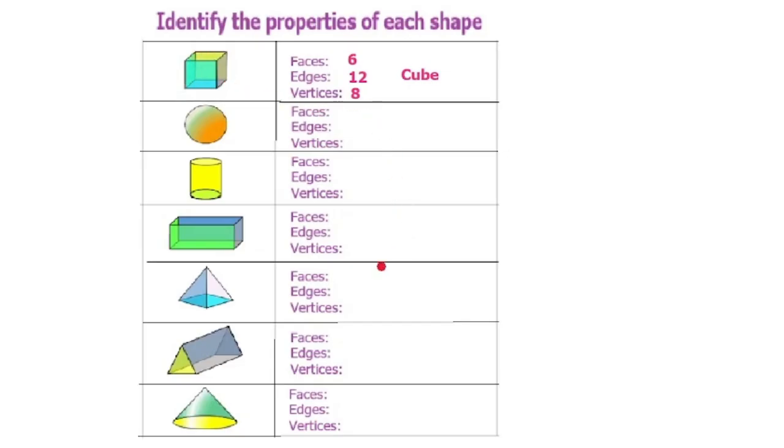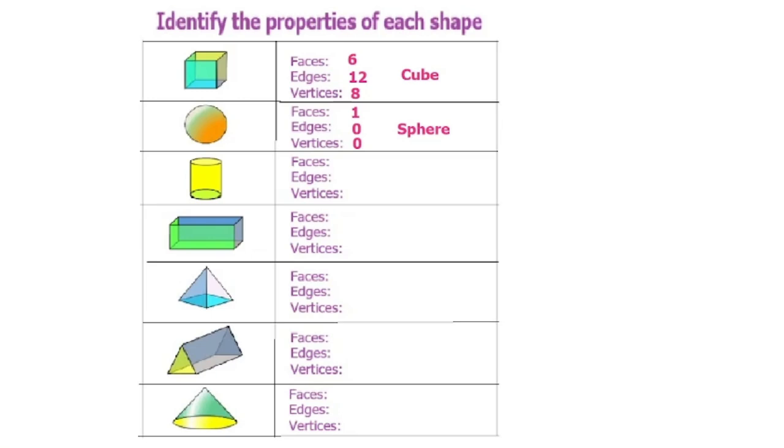8 vertices. So for a sphere, it's pretty simple. It has only one face. There's no edges and no vertices. There's no sharp corners and no edges. And this is a sphere.